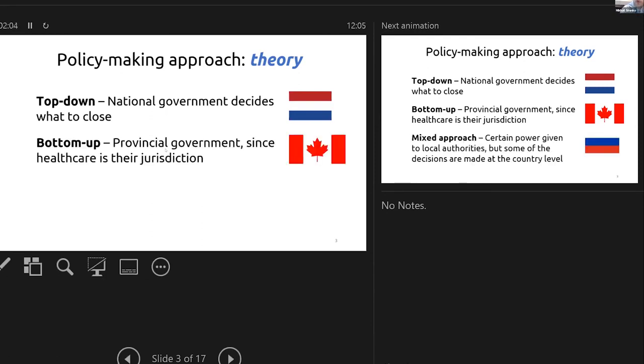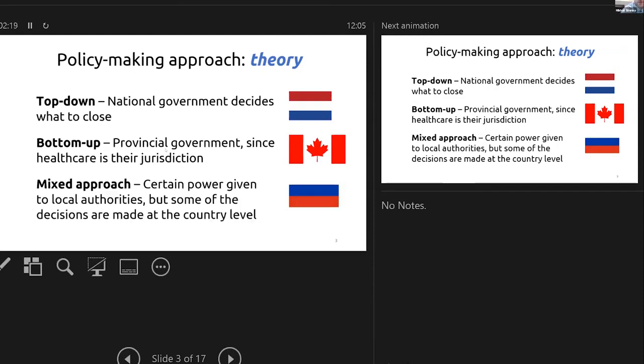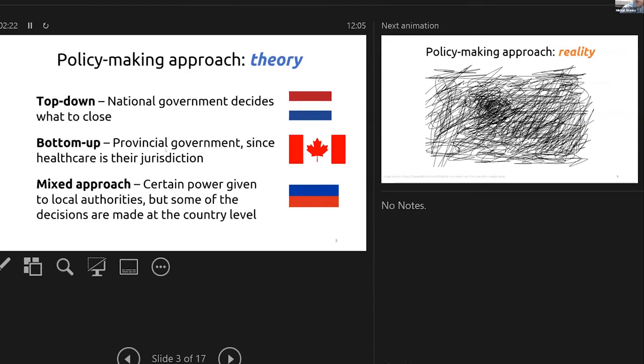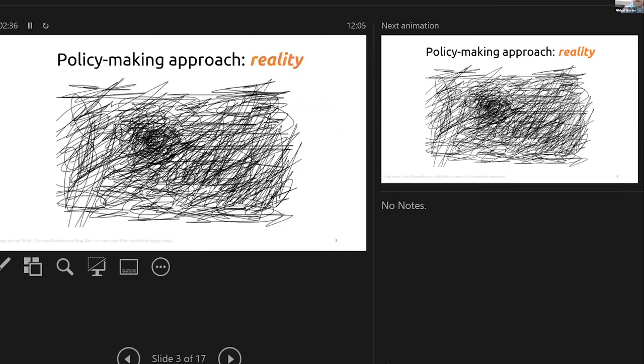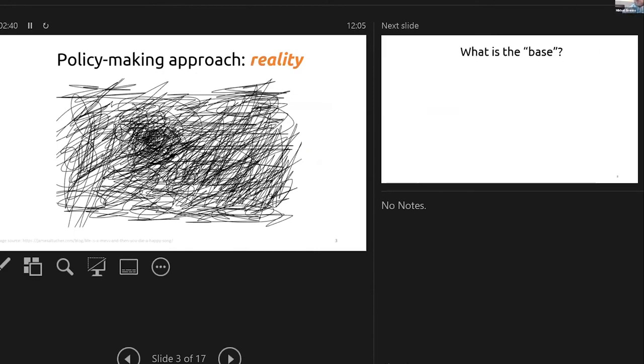You have a bottom-up approach, for example in Canada, where you have provincial governments. They are responsible for healthcare, and they think about, all right, in this specific province we will do some sort of closures. And we have a mixed approach in Russia, where you have a national government saying that you need to perhaps follow social distancing and do certain things, but you also have a central government saying that you need to do something a bit different.